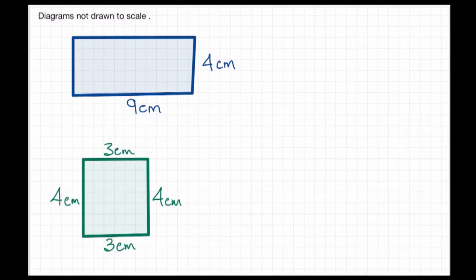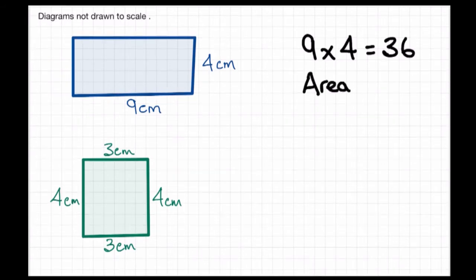So the first rectangle is 9 centimeters long, that's the length, and it's 4 centimeters wide. So I need to do 9 times 4, which is 36. So the area of that first rectangle is 36. And the units are centimeters squared. That's how many square centimeters are covered by that blue rectangle.